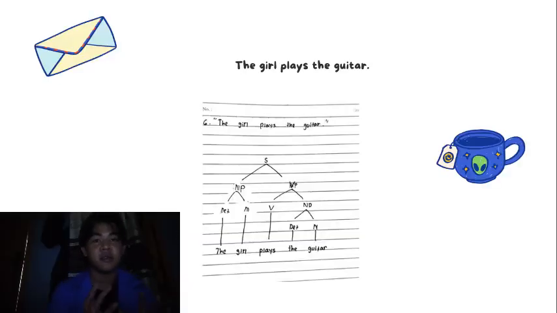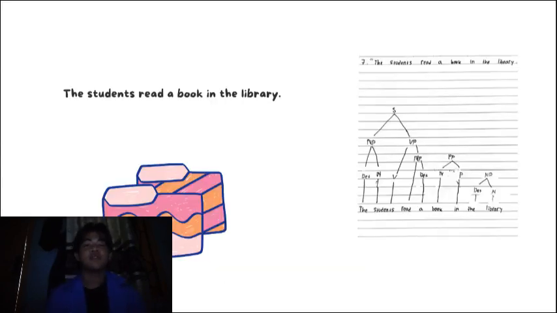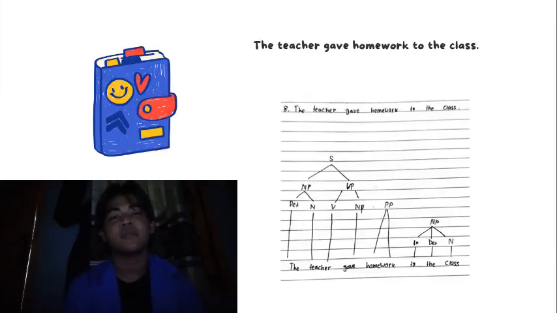In this sentence, the girl is the subject, the verb is plays, and the object is the noun phrase the guitar. This is a simple SVO structure. The subject is the students, the verb is read, the object is the book, and the prepositional phrase in the library gives the location of the action. Here, the subject is the teacher, the verb is gave, the direct object is homework, and the prepositional phrase to the class works as the indirect object.